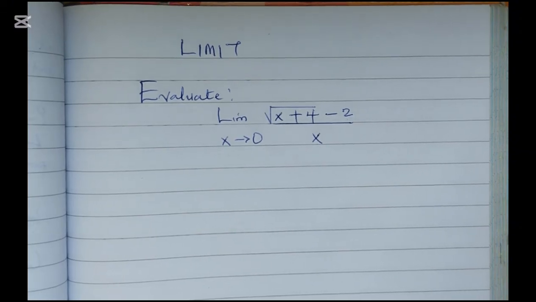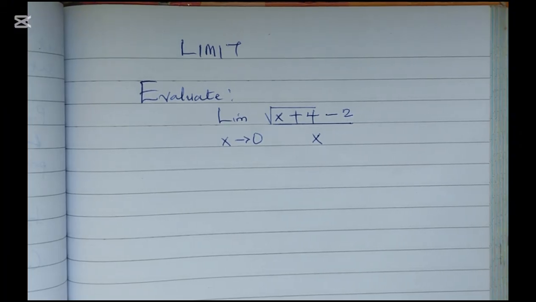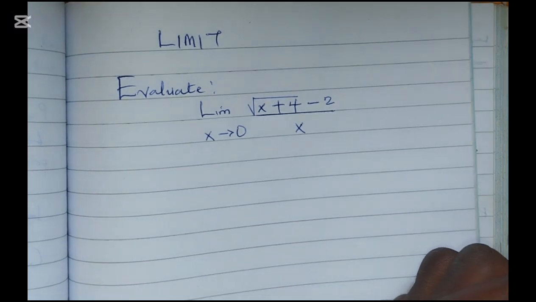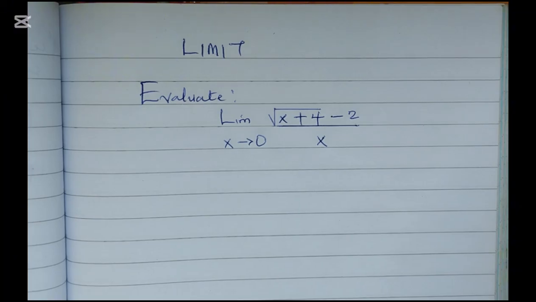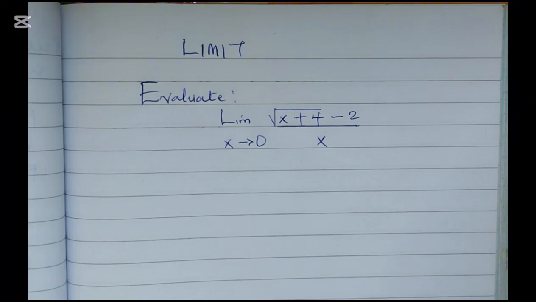Alright, welcome to this video. We have been asked to find the limit of the function root of x plus 4, all minus 2, divided by x, as x goes to 0, and see what happens. Like we explained in the beginning, whenever we take the limit of a function, our goal is to see the behavior of that function as x approaches that value. As x approaches 0, what is the behavior of root of x plus 4 minus 2 divided by x?